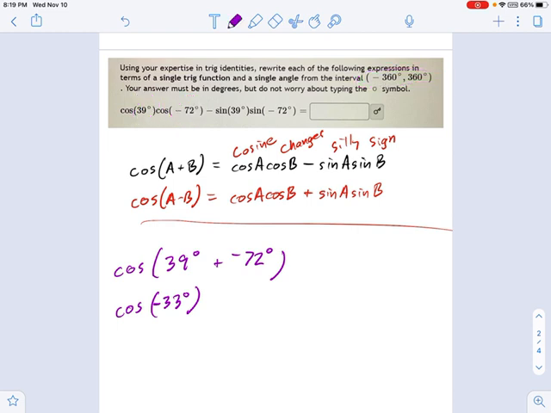But I'm just going to remind you, because this is a good opportunity, of the even-odd identity. Cosine is an even function. So if you say cosine of negative 33, that is the same as cosine of positive 33. You could say either one. Okay, I just prefer a positive angle.